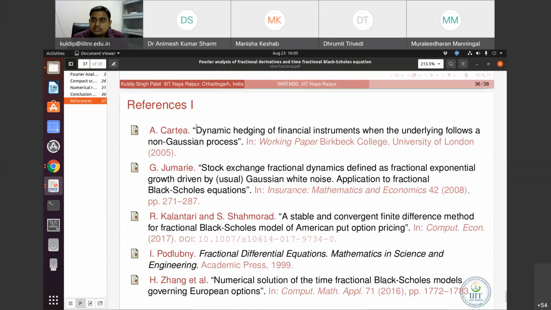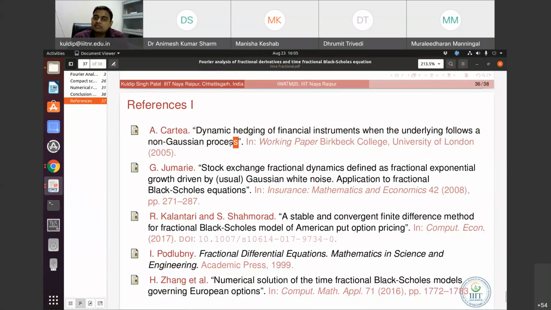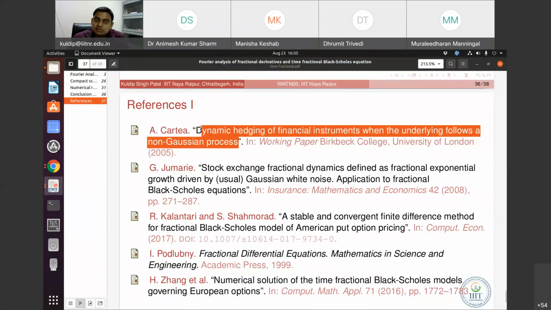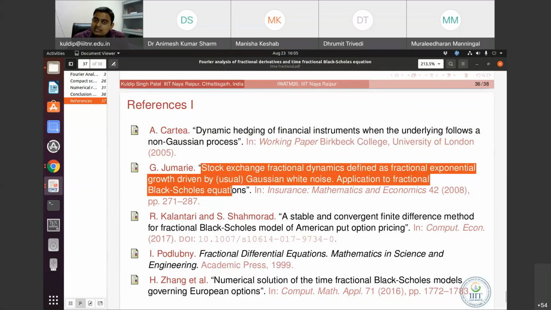Let me say a few things about these references. The first is 2005 or 2007. They published two papers actually, one in 2005 and one in 2007, by Cartier. This paper talks about the space fractional Black-Scholes equation for option pricing. From here, I took this idea of the space fractional Black-Scholes equation for option pricing. Then this paper by Zumere talks about the time fractional Black-Scholes equation in option pricing.